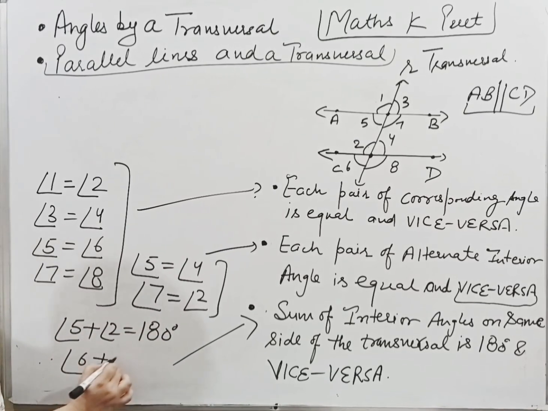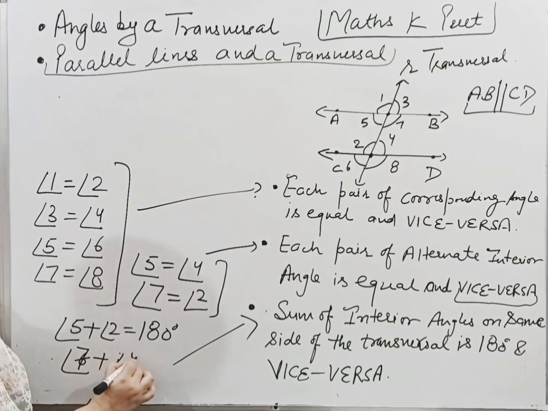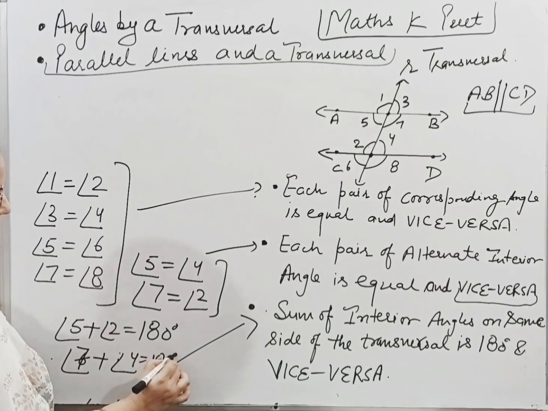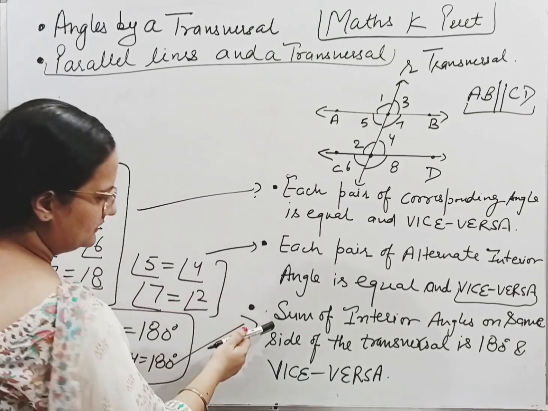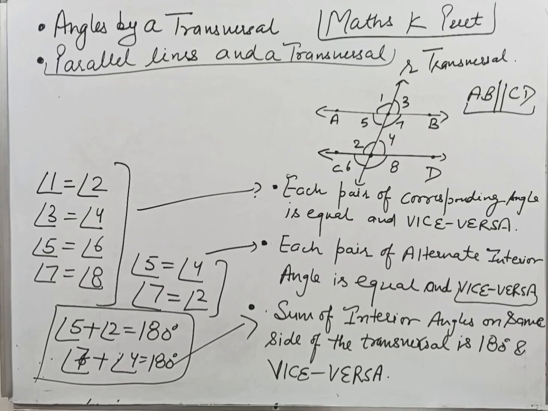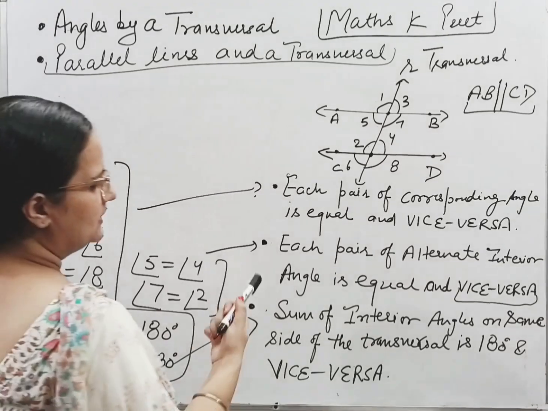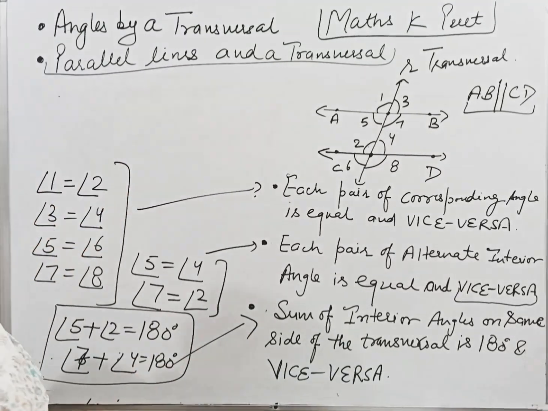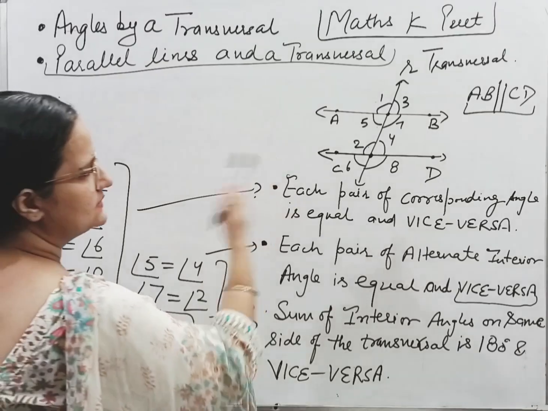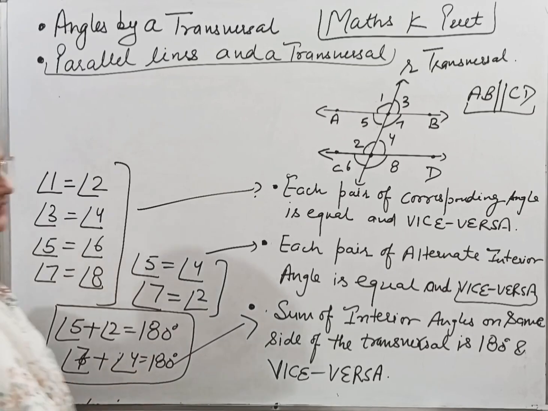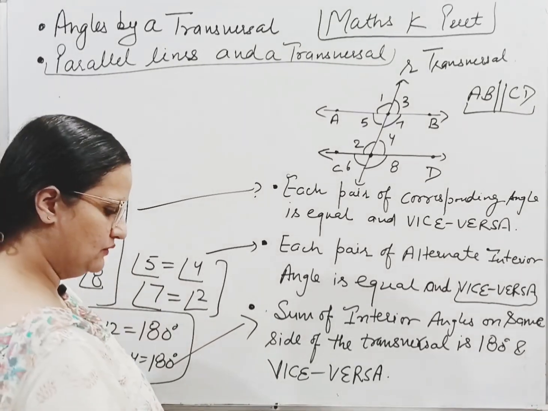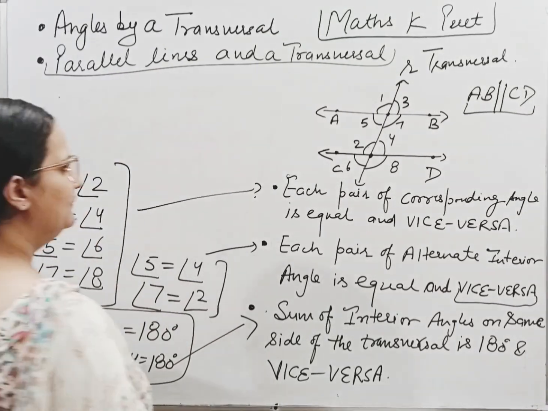angle 7 plus angle 4 is equal to 180 degrees. So this is the result for this third statement written here. Vice versa means that if a transversal is intersecting two lines such that the sum of the interior angles on the same side of the transversal is 180, then the two lines will be parallel. Hope you understand. So these were the results.